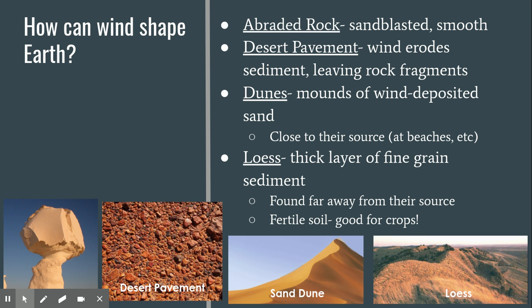Loess is kind of similar to a sand dune, but it's usually much finer grain sediment. Because it's much finer, we can find loess farther away from its source. Loess are good for growing crops because it's very, very fertile soil and it's finer grain, so it's easier to plant things in it. Okay, so abraded rock and desert pavement are examples of wind wearing away and taking away those particles. And then sand dunes and loess are examples of deposition. So the wind is blowing that stuff to a new location.